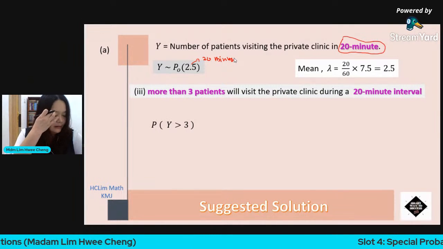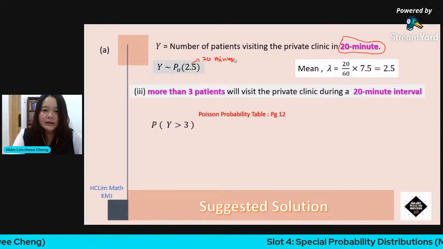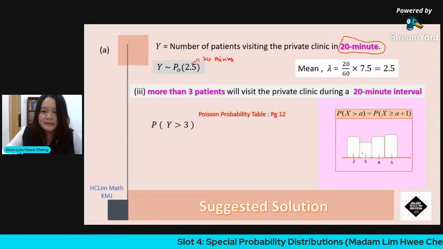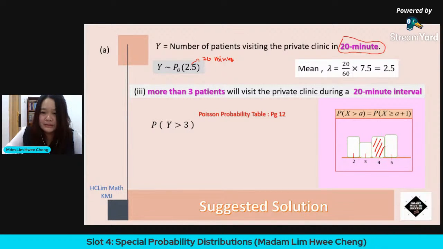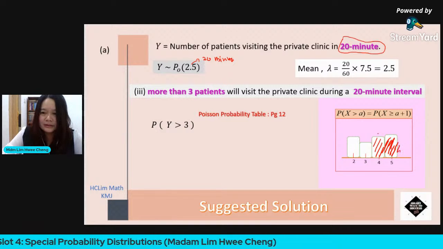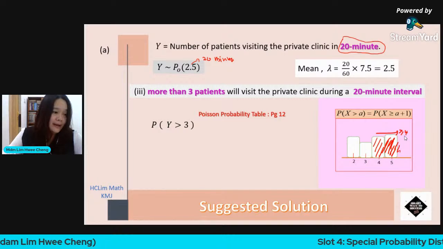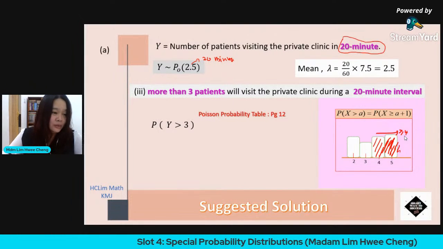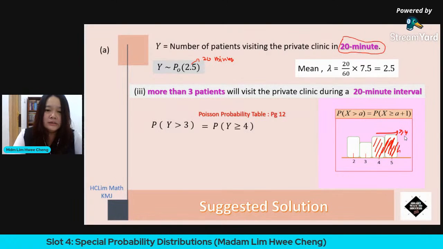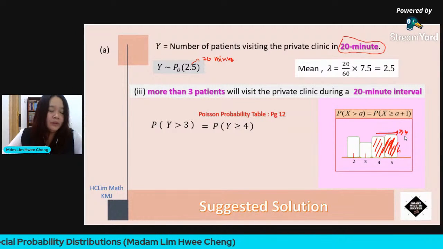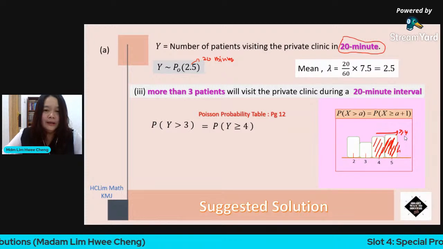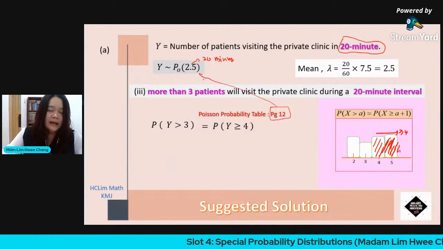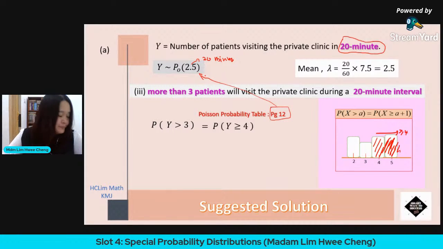Okay, kalau besar 3, so I have to read kalau besar 3. Besar 3 tak termasuk 3. So saya ada gigi sini dan seterusnya. So maksudnya adalah besar sama 4. Okay, it's the same with X is greater. Your table has an equal sign, you have to remember it. So this one is equivalent to Y greater or equal than 4. Okay, so this one you have to change to page 12 for the lambda of 2.5.